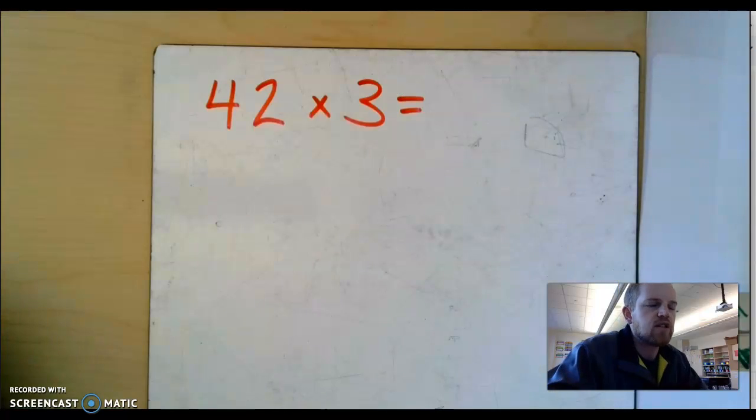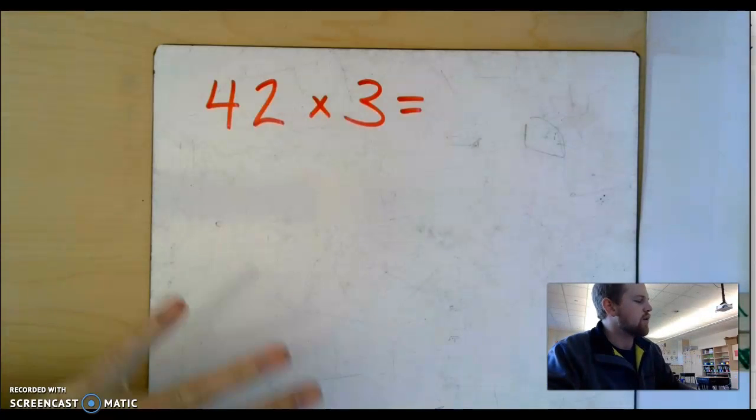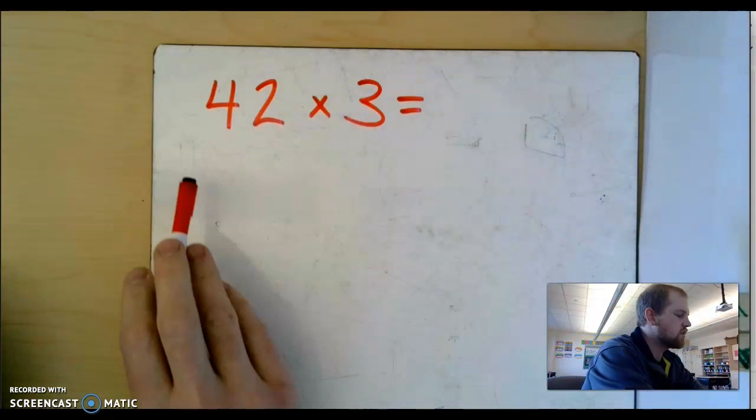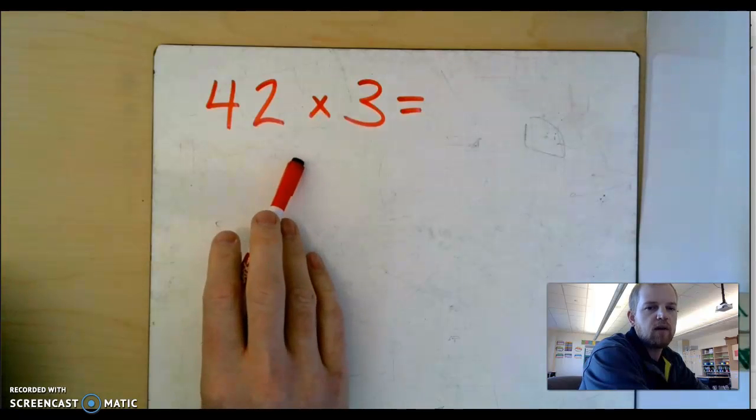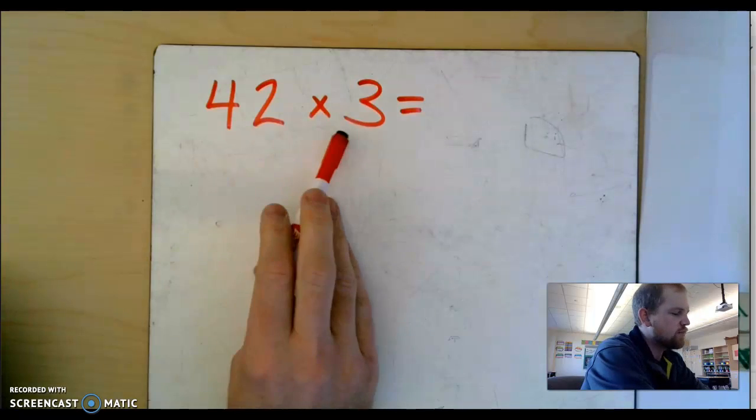I went ahead and switched over to my whiteboard so I could work through a couple more of these problems with you. Again, all focused on the distributive property. So now I have my problem written out here, and again, this is that standard form I'm going to see most of my problems in. So I have 42 times 3.